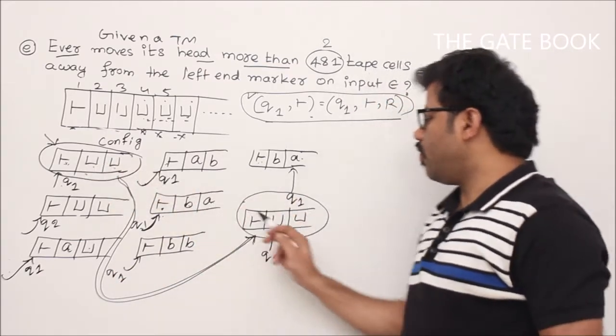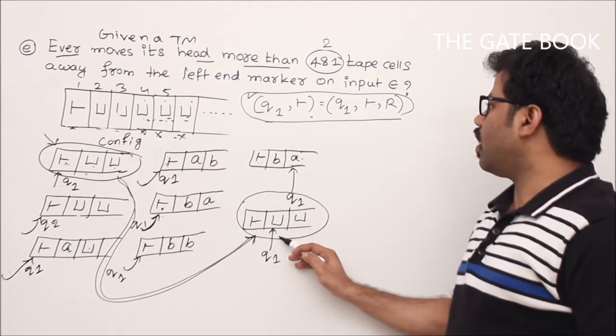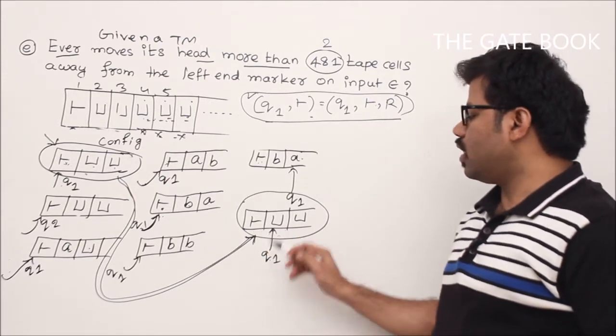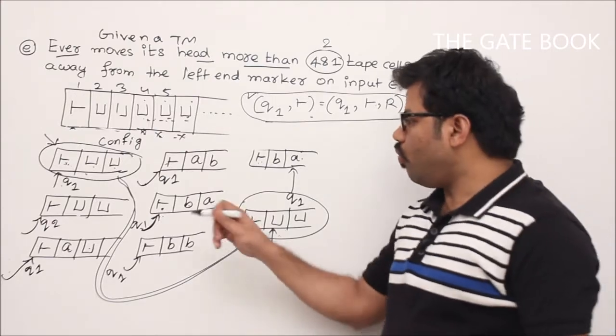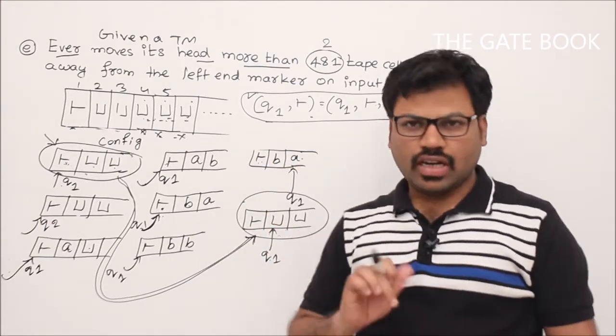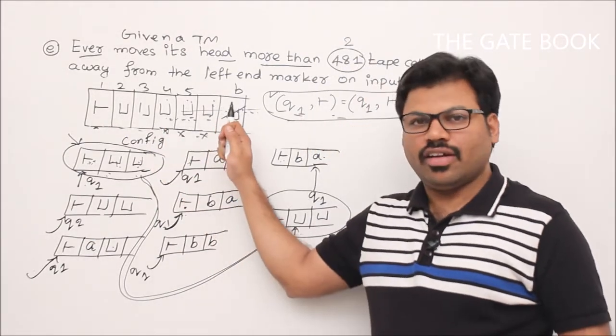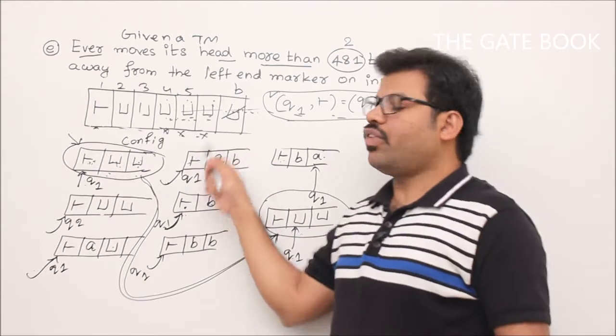Left hand marker is left hand marker, and we are moving the pointer to the right side, then it will come here, then that's it. Q1 state is Q1 state. In that way, we move from one configuration to another configuration, depending on your running code. Understand? See, without moving the read write head more than 2 steps, how many configurations are possible?